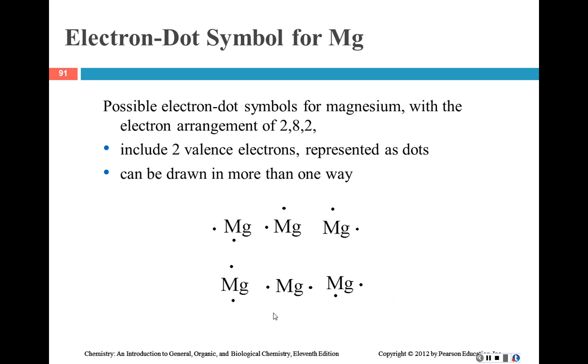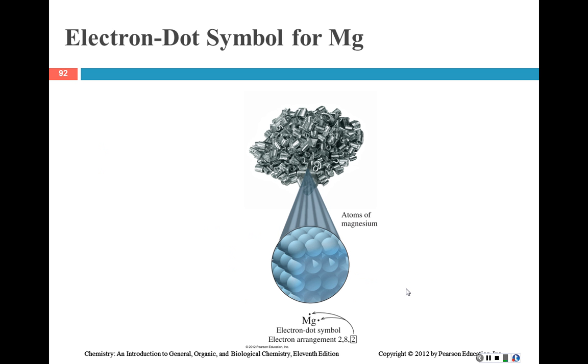So, as I said, it really doesn't matter which way you draw them, as long as you make sure that you've only got 1 on each side till you get to 4. And then you start adding. So magnesium only has 2, but you could draw it on these sides, this side, top and bottom, side to side, whatever you want to do. Doesn't matter, as long as you just have 1 on each of those 4 sides or less. Okay?